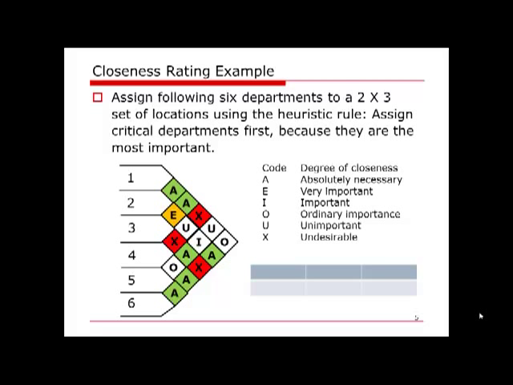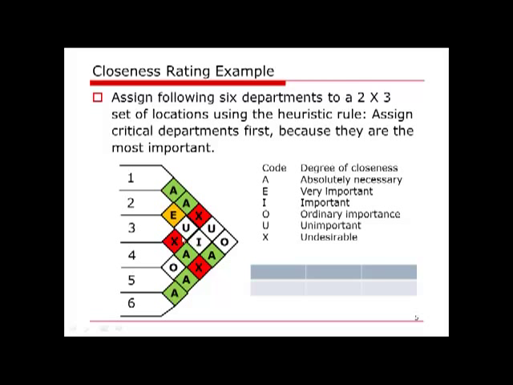For example, we have codes A, E, I, O, U, and X. If 2 departments are assigned a code of A, for example, 1 and 2, their relationship code is A, that means these 2 departments should be absolutely assigned next to each other or as close to each other as possible.